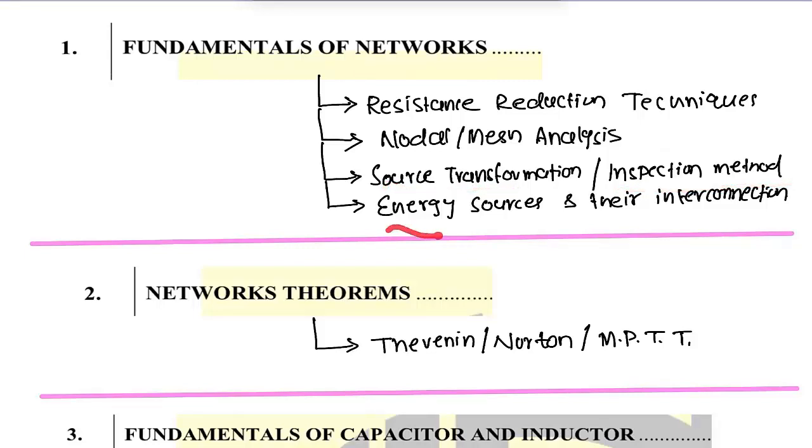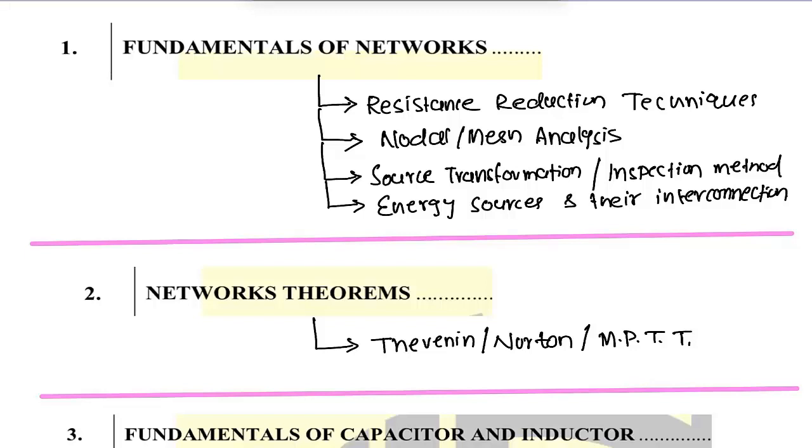And lastly, energy sources and their interconnections. Like ideal voltage source, ideal current source, practical voltage source, practical current source. If ideal voltage sources are connected in parallel or series, what happens? If ideal current sources are connected in series or parallel, what happens? What are the source properties? From there also there are questions.